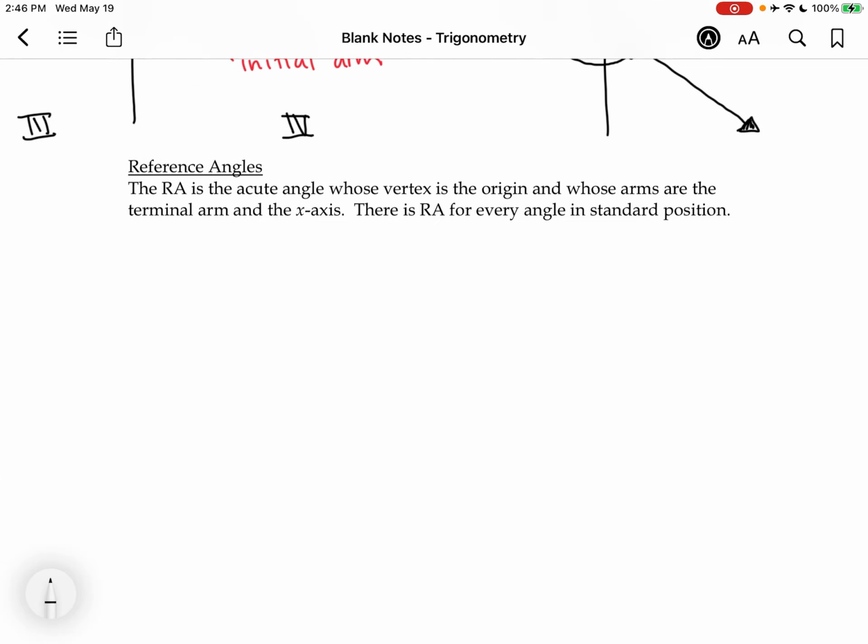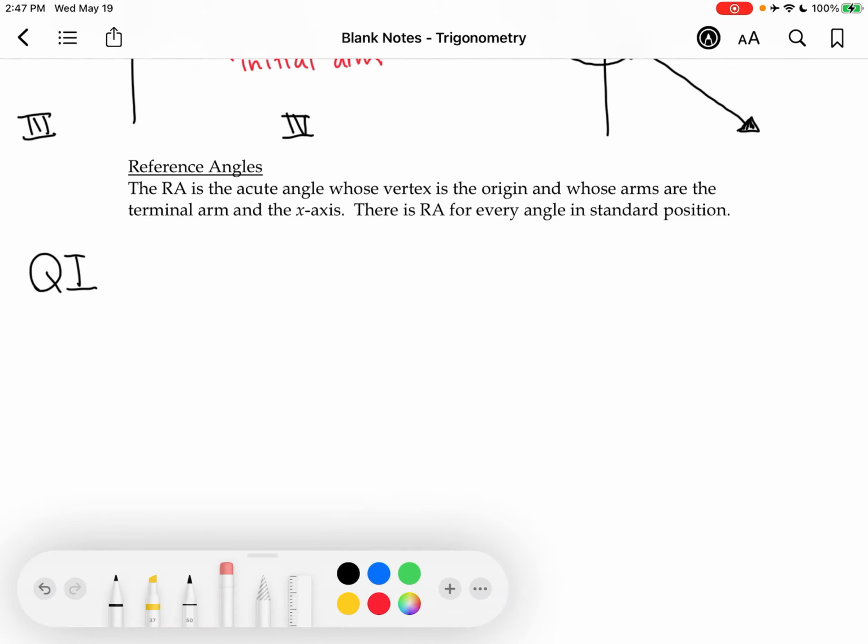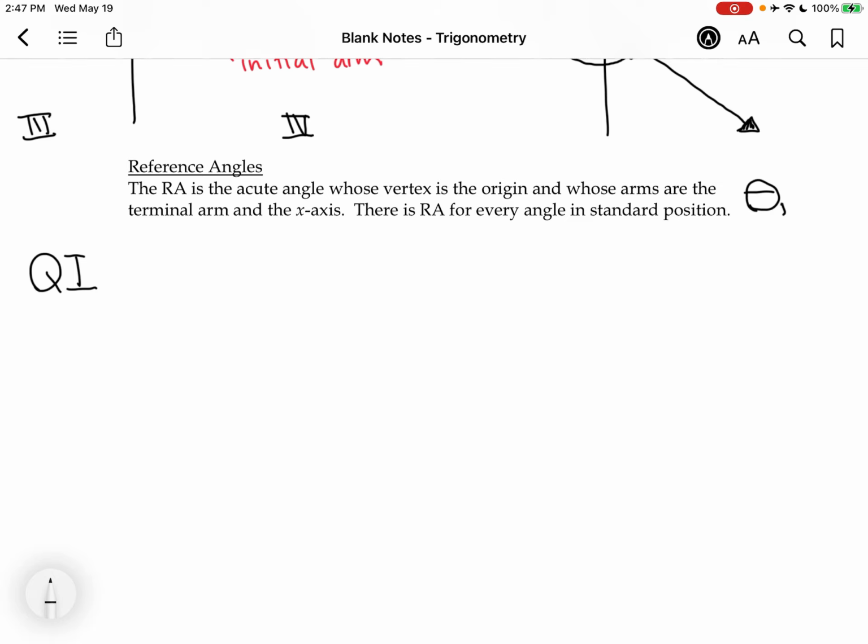Every angle in standard position has something called a reference angle. A reference angle is the acute angle that's between the terminal arm and the x-axis. So that's going to look different in every quadrant. So I'm going to draw each quadrant separately. You can either call it RA, or I always grew up calling it theta R, for reference angle. That's just my practice.